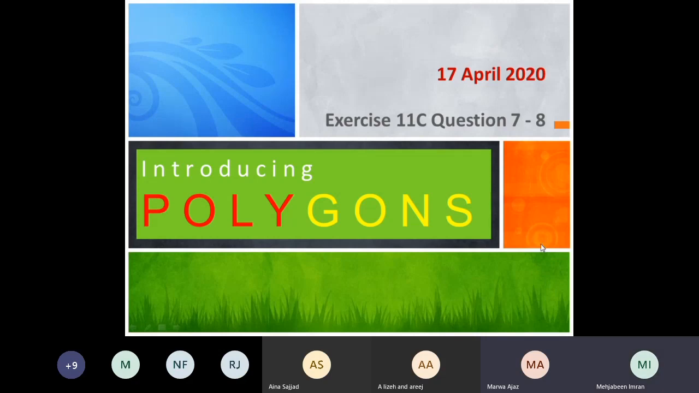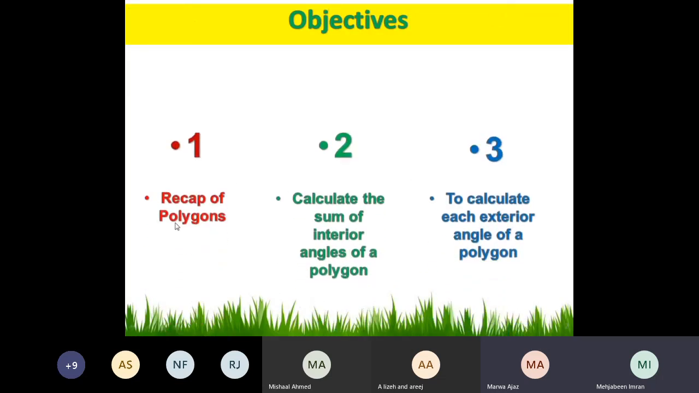Okay, it's nearly time, so let's start the class. As I told you, I will recap first. Let's view the objectives. Objectives are nothing new. It's the same.